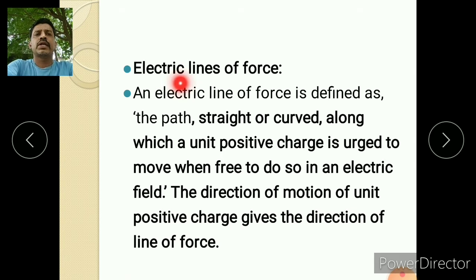An electric line of force is defined as the path, it may be straight or curved, either of these two, along which the unit positive charge is apt to move when free to do so in the electric field. It means that if a positive charge is placed in the electric field, the path in which it will move is known as the electric line of force.